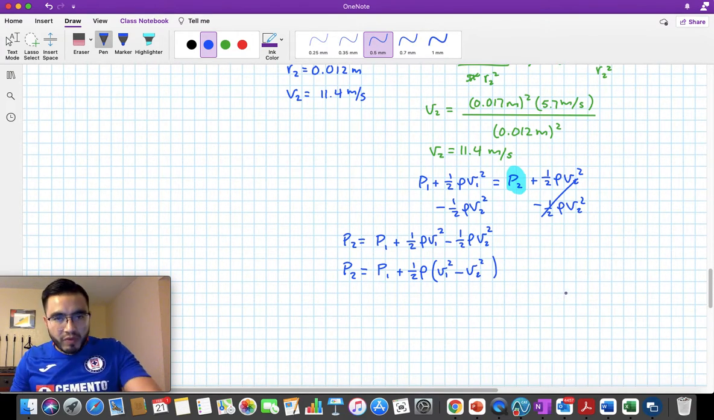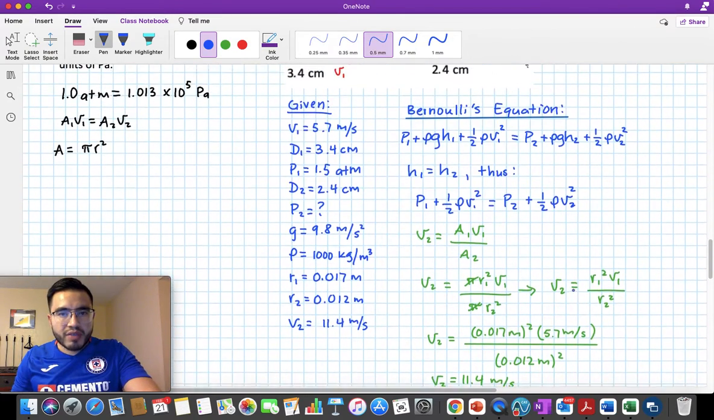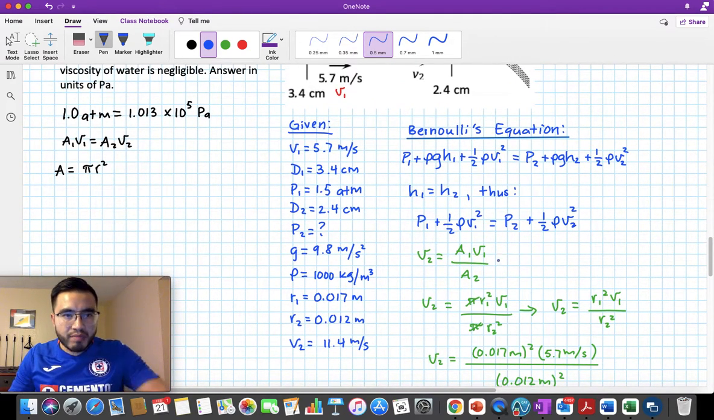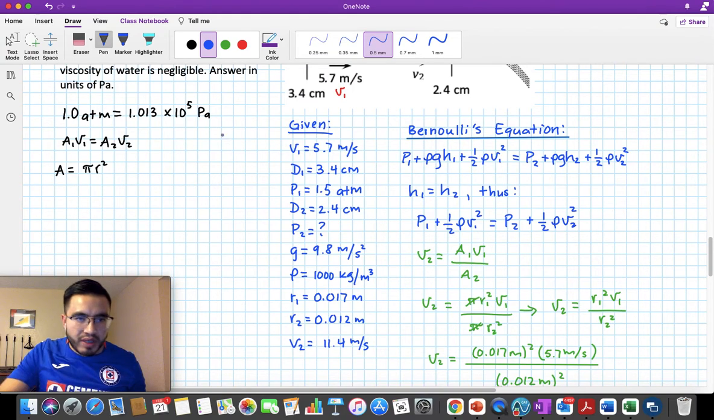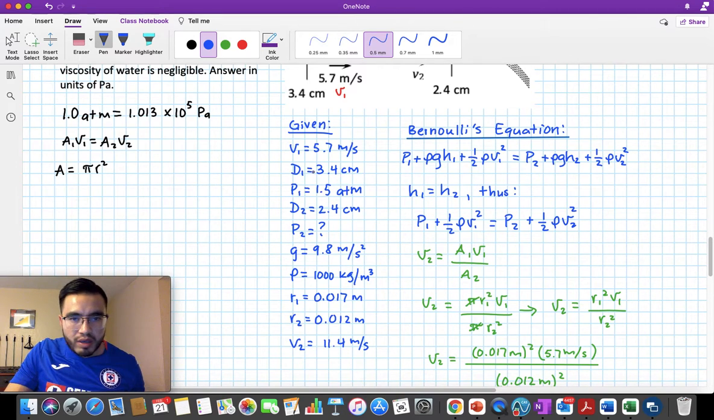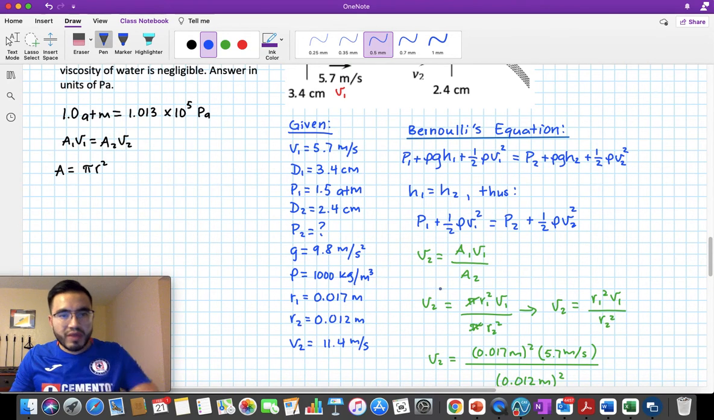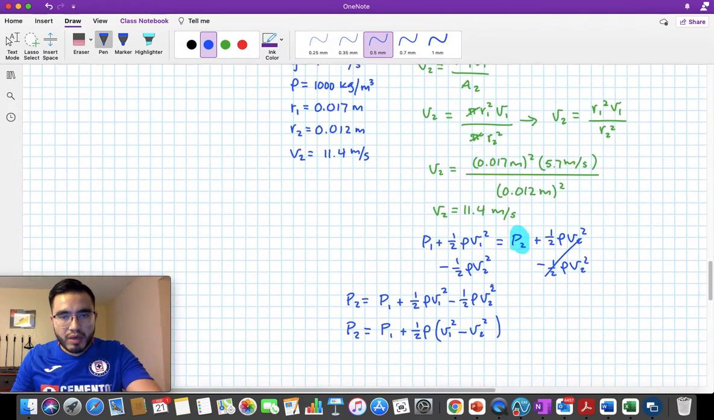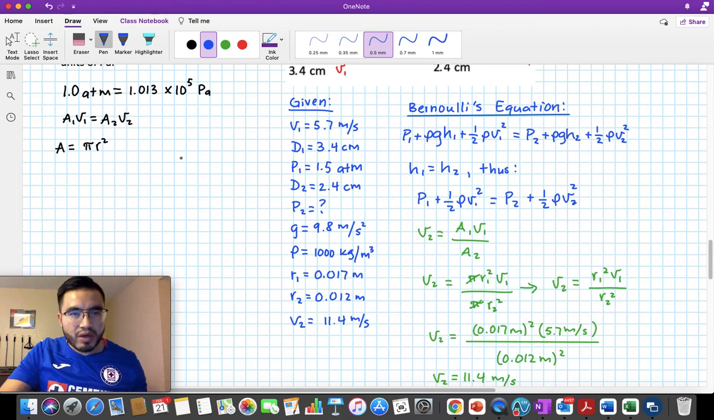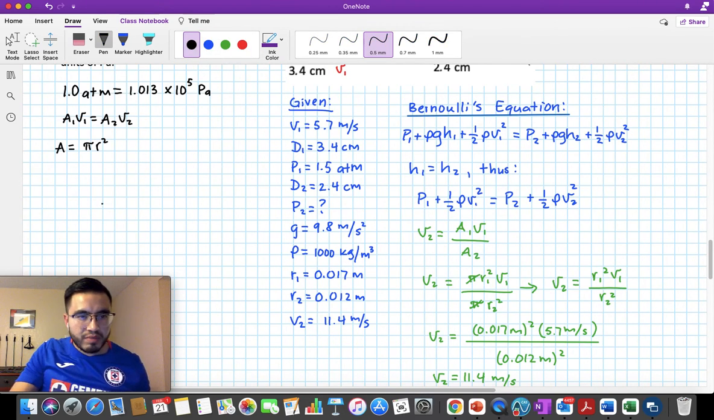Before we substitute, we were asked to find this in units of pascals, okay? Our pressure 1 is in ATM. We have to convert our 1.5 ATMs to pascals. If 1 ATM equals 1.013 times 10 to the 5th pascals, and we have 1.5 ATMs, all we do is multiply 1.5 times 1.013 times 10 to the 5th pascals. Okay, I'm going to do that here. I guess we can call this the miscellaneous section.